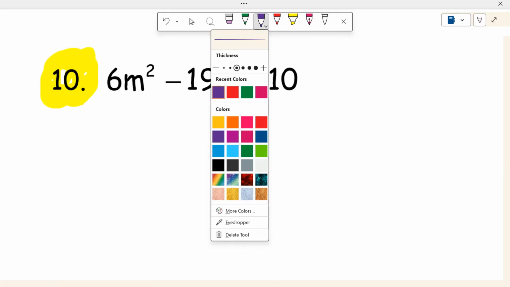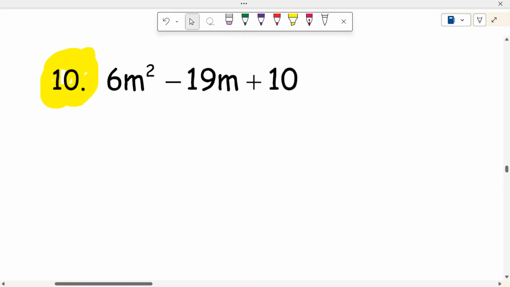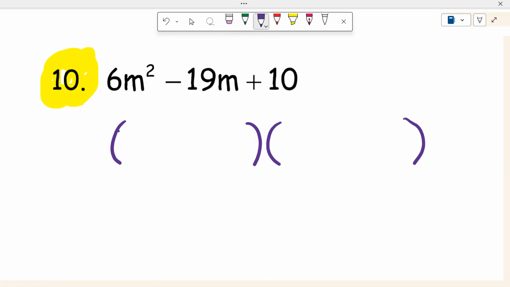All right, so for this one, okay, so drop our brackets. All right, so what do you guys want to try for 6? Do you want to try 6 and 1 or 3 and 2? 3 and 2. Okay. And then for 10, do you want to try 10 and 1 or 5 and 2?